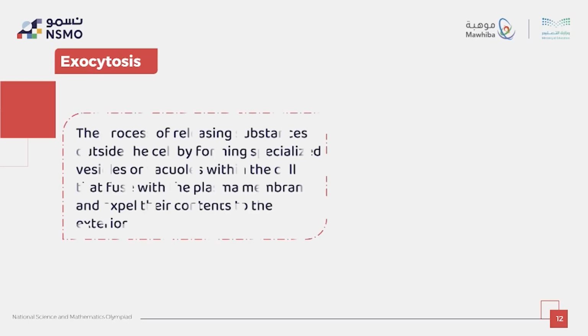We reach the final transport process. We call it exocytosis. Exocytosis is the opposite of endocytosis. The cell uses it to expel materials outside. Vesicles move toward the membrane, fuse with it, and release their contents outside.